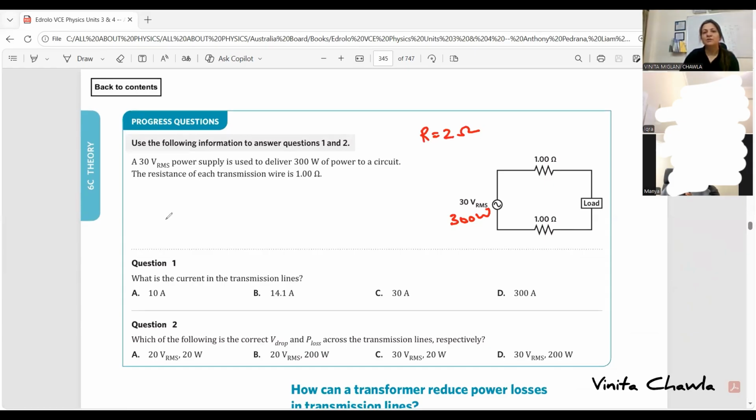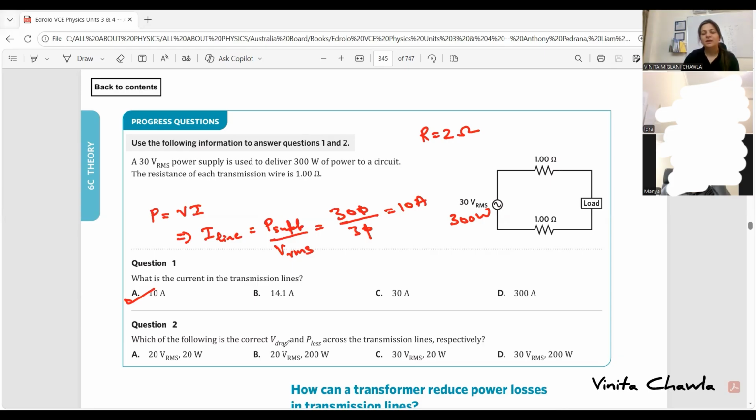See, for the current in the transmission line, we can use the formula P is equal to VI, and I line is power supply divided by V RMS. So 300 by 30. You'll get 10 ampere as the current that would be flowing through this transmission line. So 10 ampere is the correct answer.